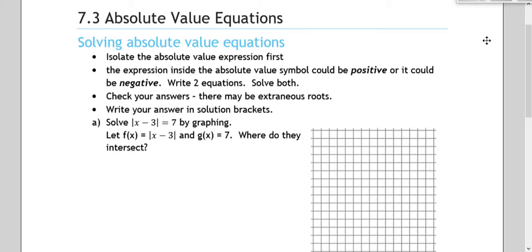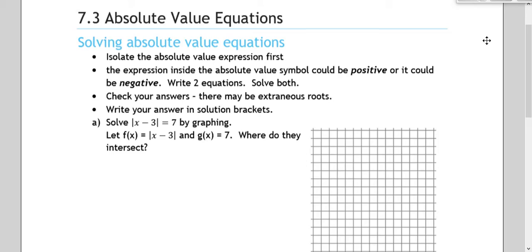The expression inside the absolute value could be positive or it could be negative, so we need to write a positive equation and a negative equation, solve both, check your answers, there may be extraneous roots, and write your answers in solution brackets.